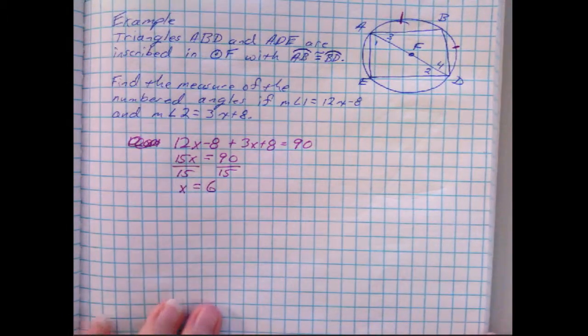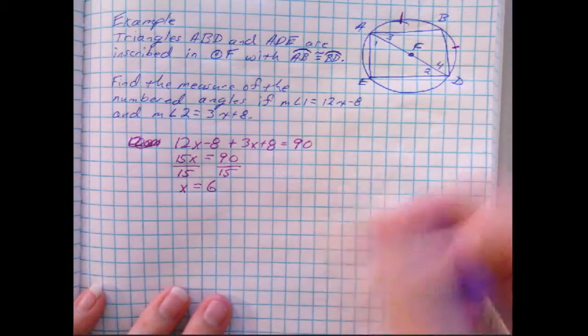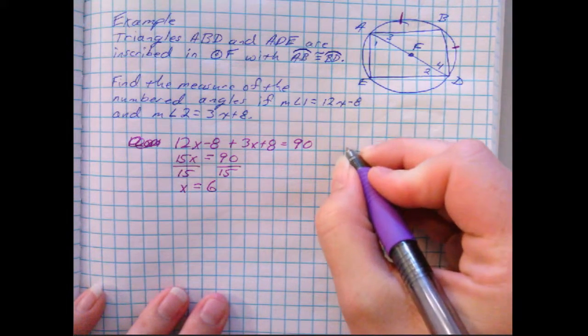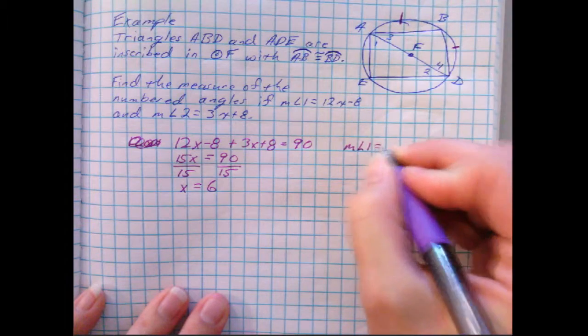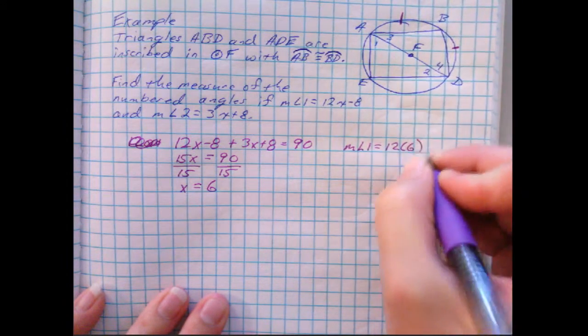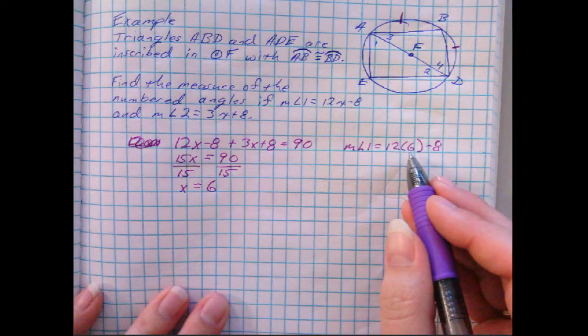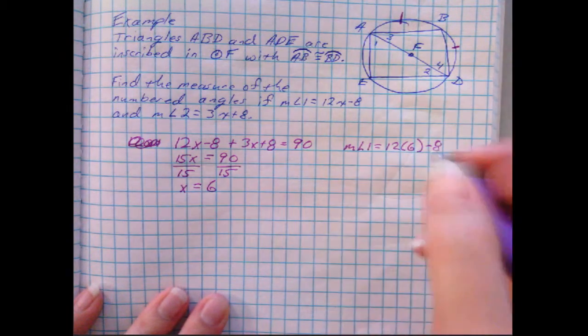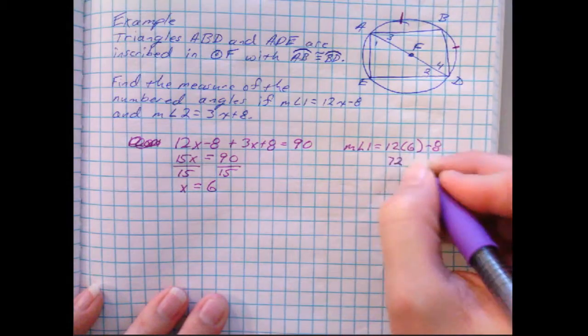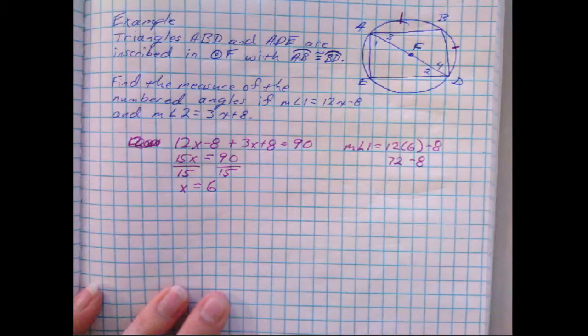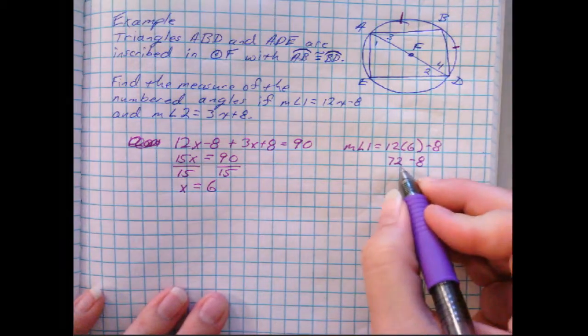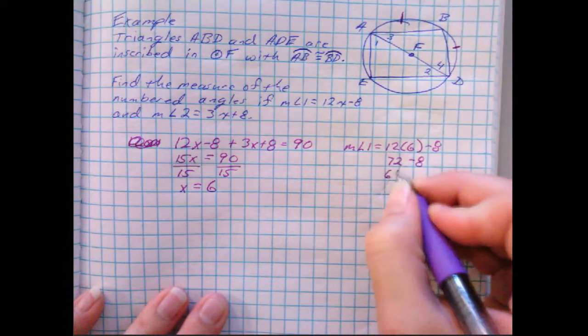So x equals 6. Then if I plug those back in, the measure of angle 1 is 12 times 6 minus 8. 12 times 6, we get 72 minus 8. So then we have 64.